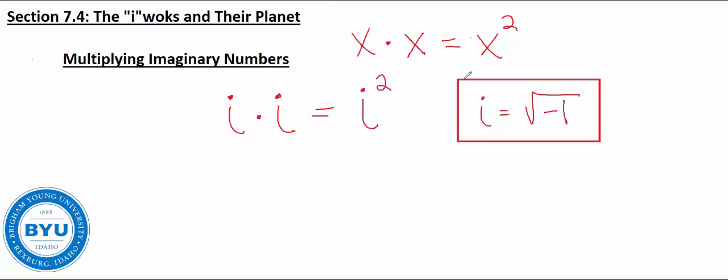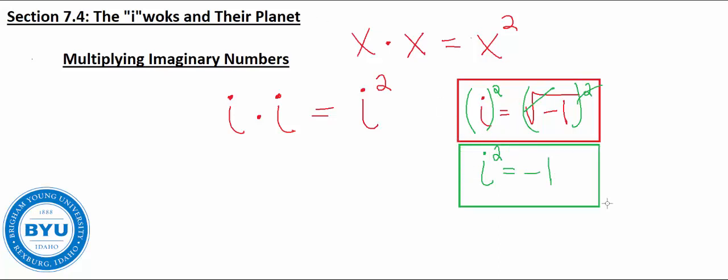If I was to say, let's take this left side and square it, and this side and square it, we would find out that i squared equals, what would happen here? If I took the square root of -1 and squared it, the root would cancel the power and we'd just be left with -1. Oh, that's crazy.